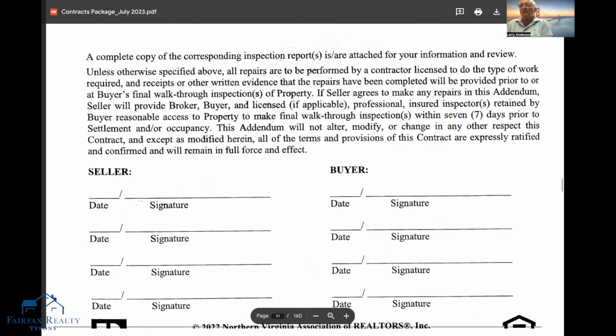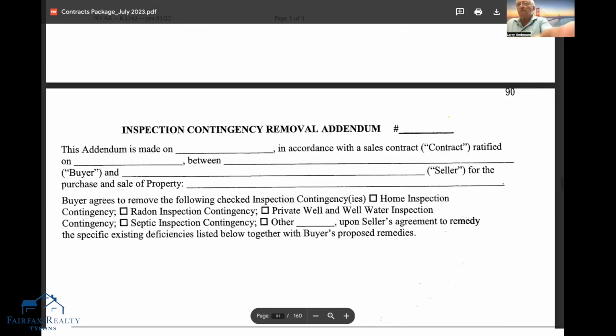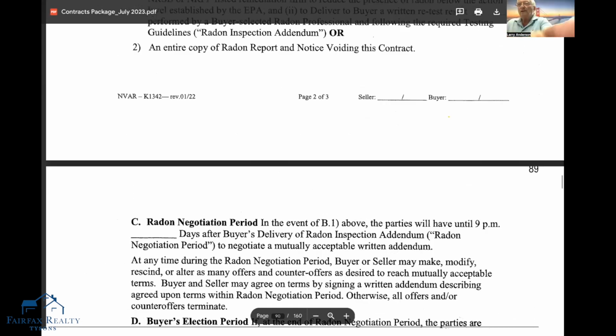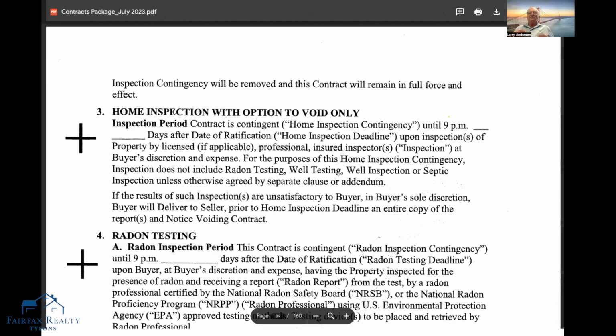Okay, so even though we select the void only option, later we both agree, we signed the addendum, so everything should follow the addendum, right? Yes, absolutely. Override the option 2, basically. Yes. If they agree, then the home inspection contingency removal is removed, and they've agreed to additional items to be fixed. Yes. Okay, that's fine. Thank you, Larry. Okay, good.